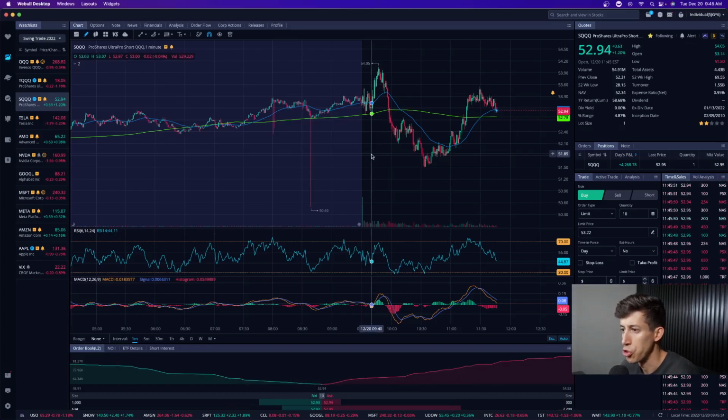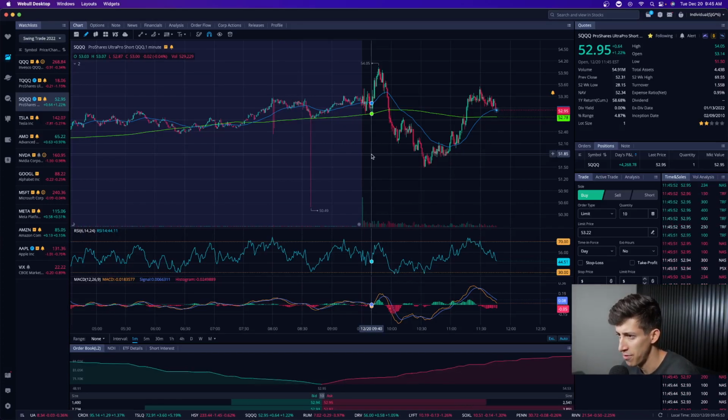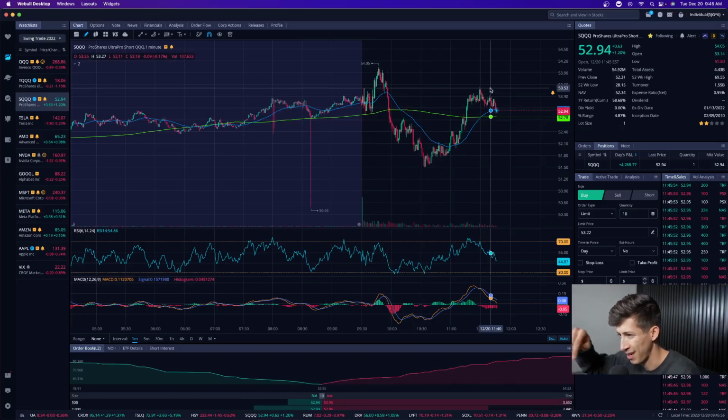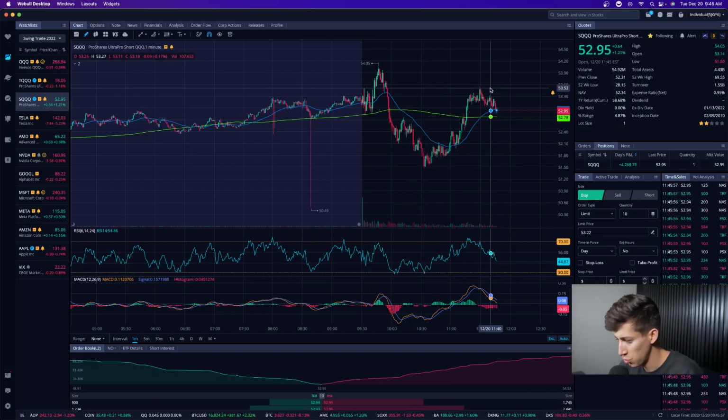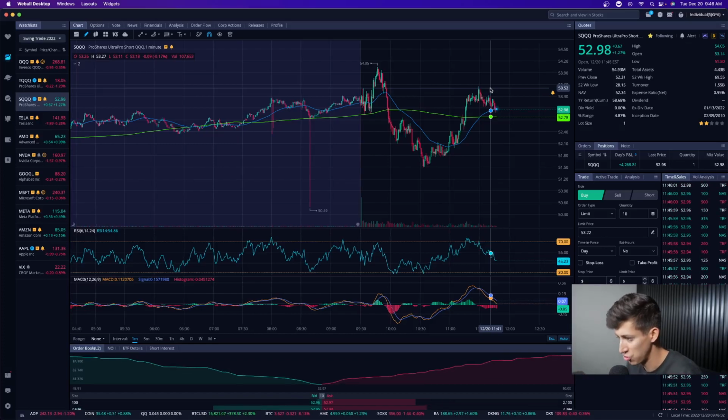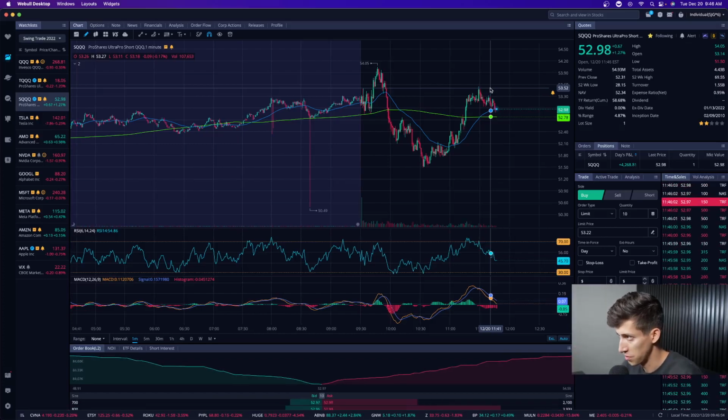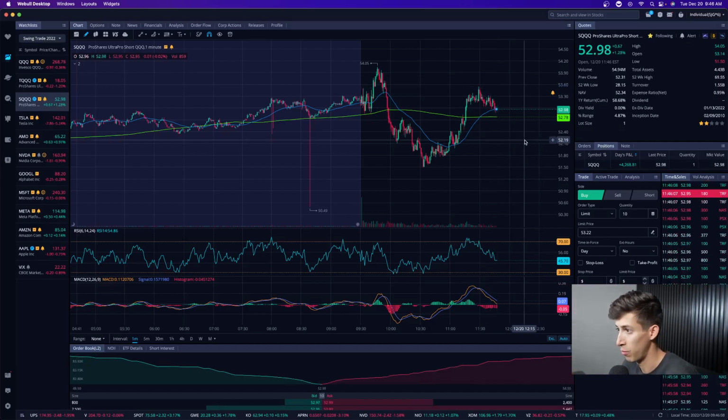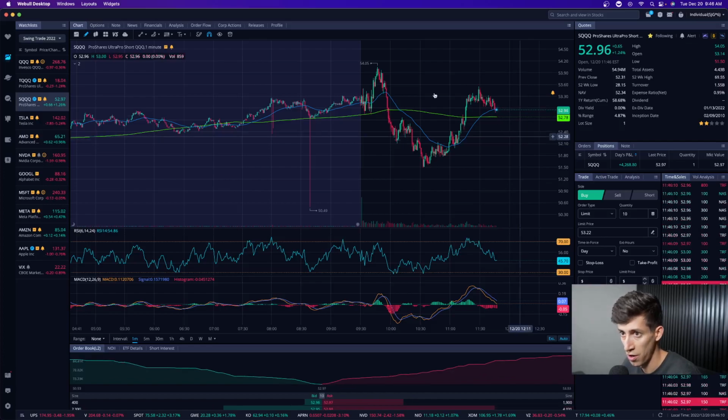So SQQQ, which is the inverse ETF for NASDAQ. This goes up when the NASDAQ market goes down. I was day trading this. Quick little update. I'm still holding my $20,000 worth of TQQQ. I have no intention of selling those anytime soon. Market's doing just fine. Yeah, it's down a little bit, but again, I'm not concerned about that. I want to talk about my quick little day trade that I took on SQQQ.